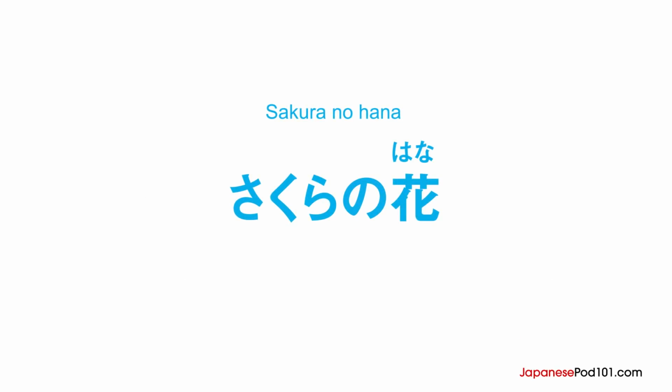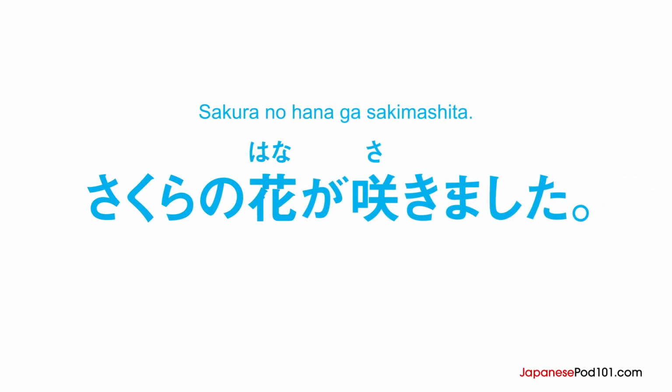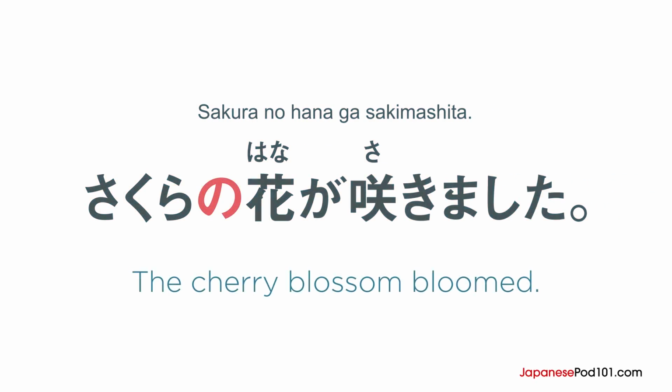桜の花。This literally means flower of cherry, so cherry blossom. Let's see a sample sentence. 桜の花が咲きました。The cherry blossom bloomed.